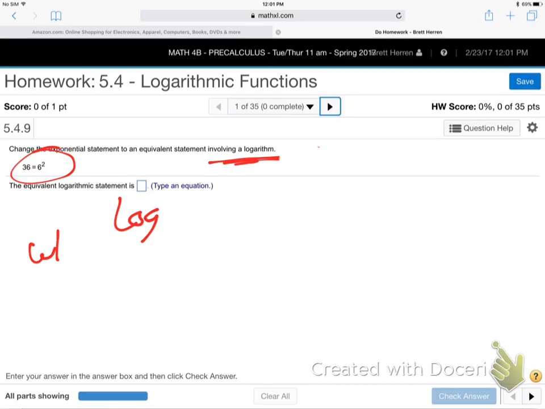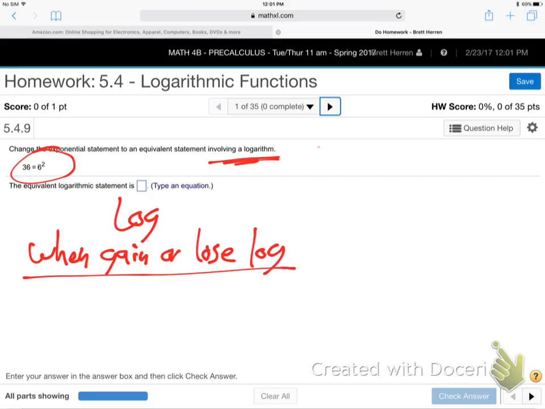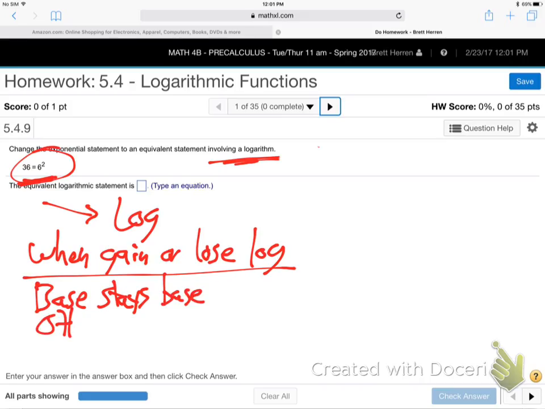When you gain or lose a log, because that's what we're going to, sometimes we're going to gain a log. This problem we're gaining the log word. What do I mean? There's no log word originally, and I'm putting one on that wasn't there. So I'm gaining a log word, right? So when you gain a log word, or when you lose one, we'll do that in a couple minutes, when you gain or lose a log, the base stays the base. The other 2 switch. So what do I mean? The base stays the base.